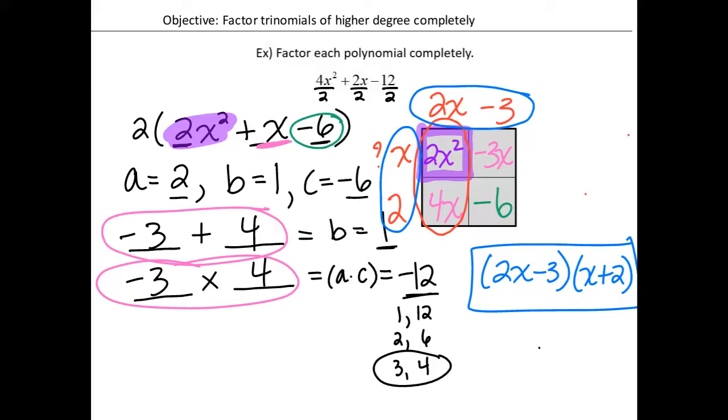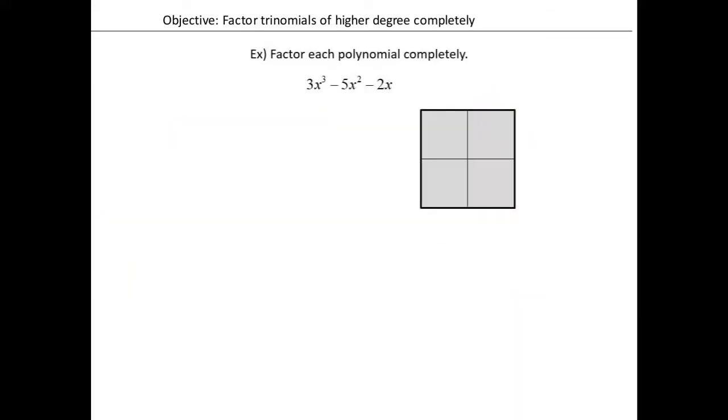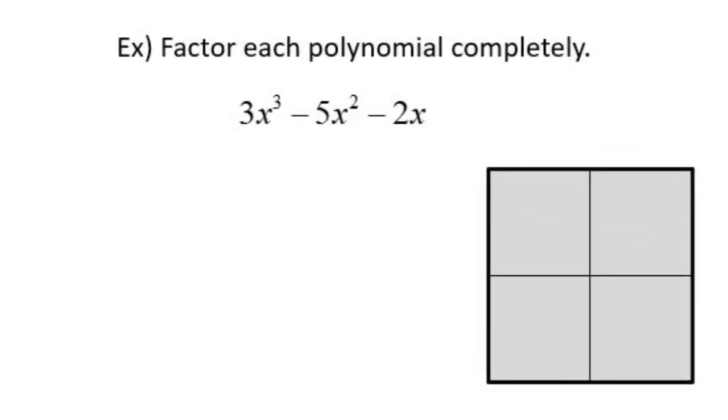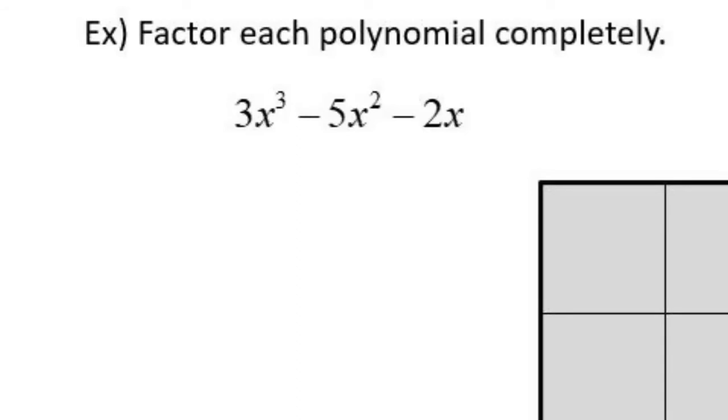Okay, let's go ahead and look at the next example. Go ahead and copy this example for us. We've got a 3x cubed minus a 5x squared minus a 2x.